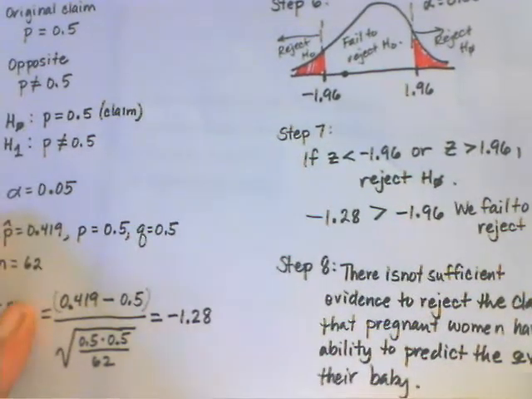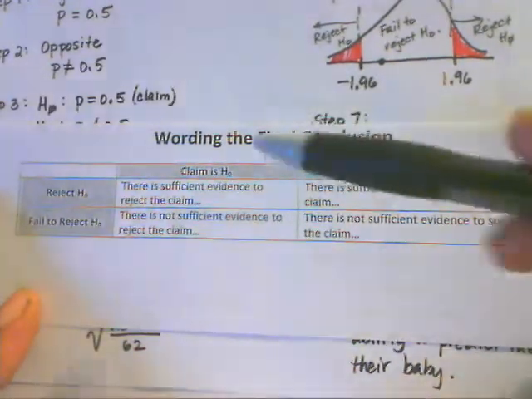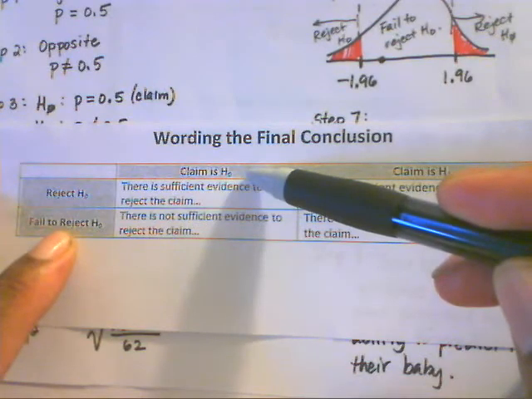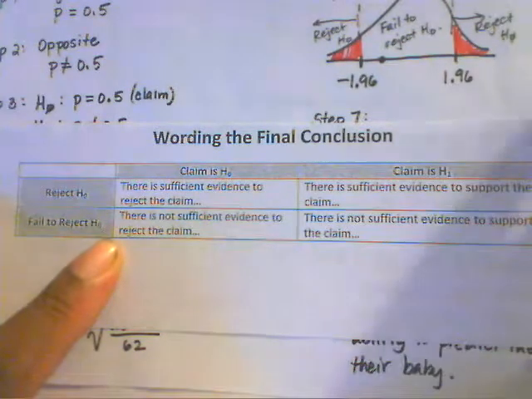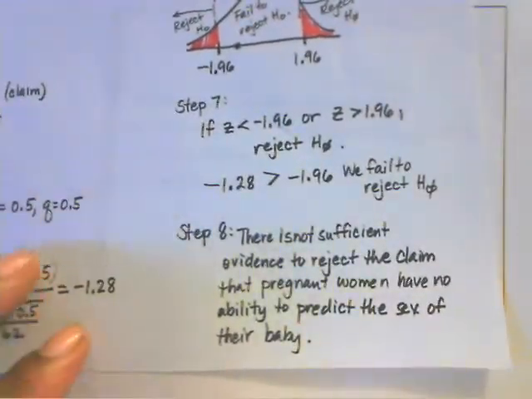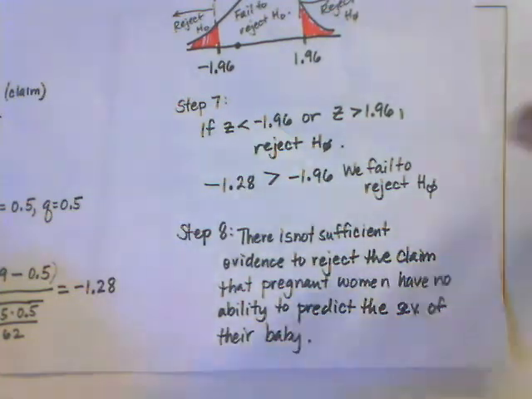Okay? Now, to write our conclusion, let's go back to this. The null hypothesis was our claim. We failed to reject the null hypothesis. So that means that there is not sufficient evidence to reject the claim. So when we write our conclusion, it's going to be this. There is not sufficient evidence to reject the claim that pregnant women have no ability to predict the sex of their baby. Okay, that's the conclusion there. And this is how we use the traditional method to conduct a hypothesis testing for a proportion.